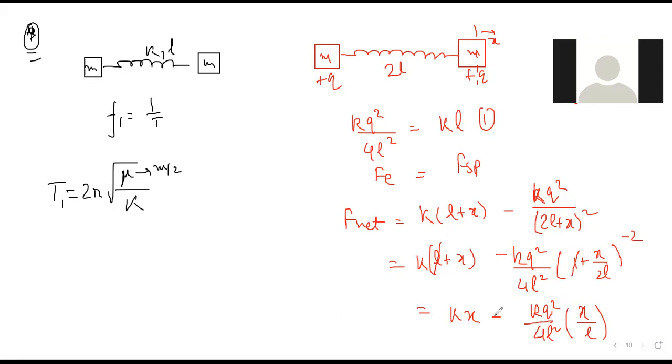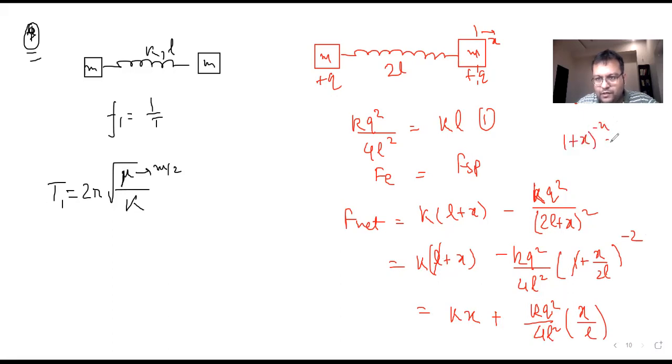It will become plus. Minus into minus will become plus. Yes. (1 plus X) to the power minus n is 1 minus nX. I hope you know this. That's the binomial expansion approximation that we use. We ignore the higher powers because X is very small as compared to L. And so this can be written as K, so another KX will come up. So this is 2KX. Please go through.